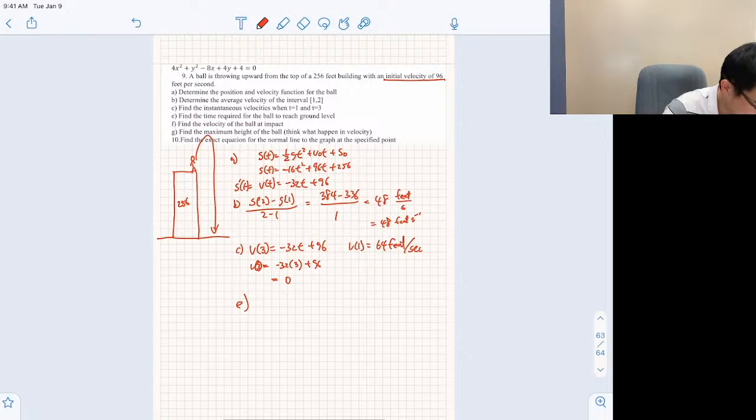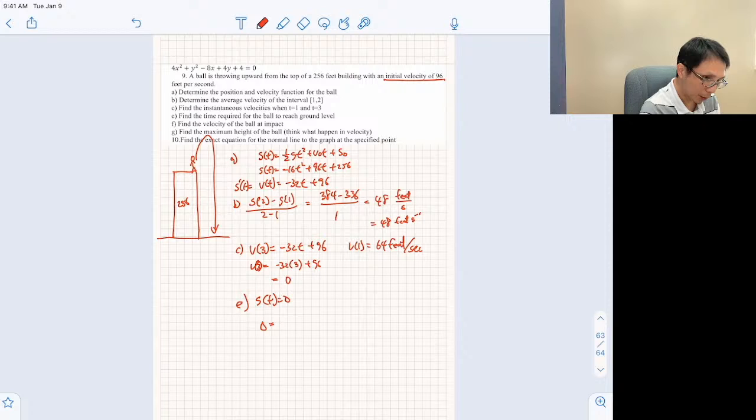What is E? Find the time required for the ball to reach the ground. How do I do that? What do I substitute into when the ball reaches the ground? Position equals 0, because the last one is equal to 0. So s of t is equal to 0.